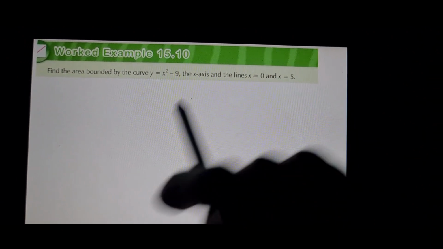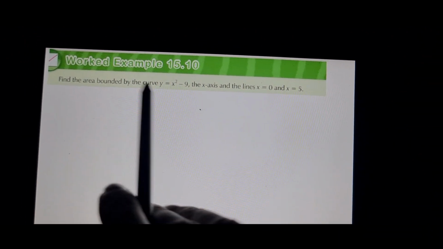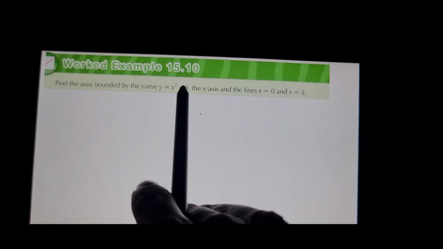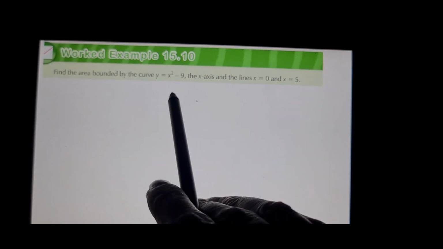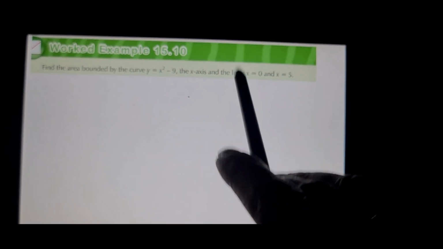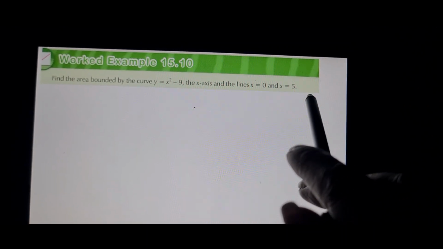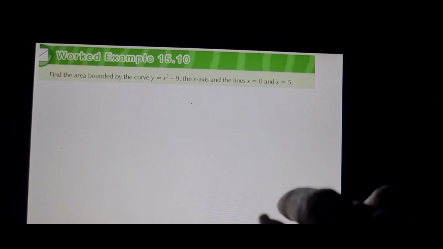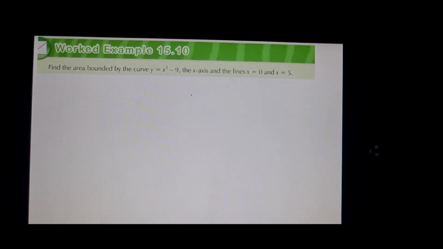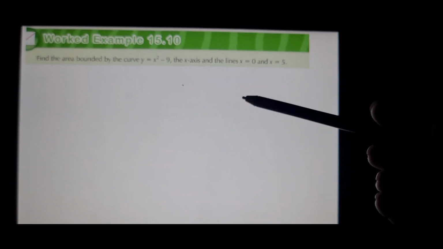Okay, we look at the first example. Find the area bounded by the curve, which is a quadratic, x squared minus 9. So bounded between the curve, the x-axis, and the lines x equals 0 and x equals 5. So I would always draw a quick sketch if they don't give you a diagram, which they normally would, but if they don't, you should still be able to sketch this yourself.